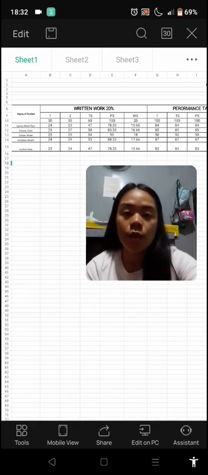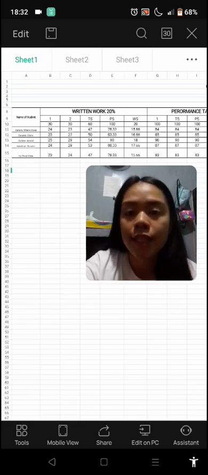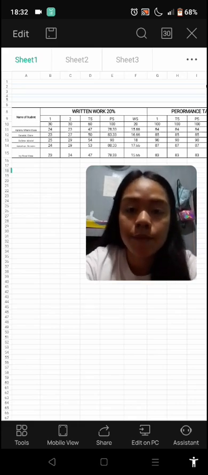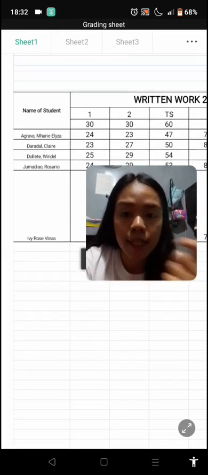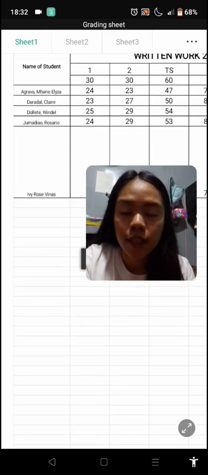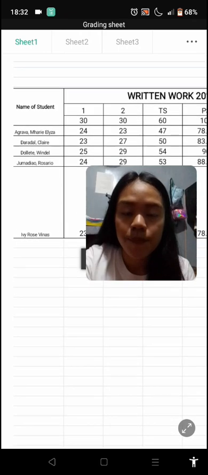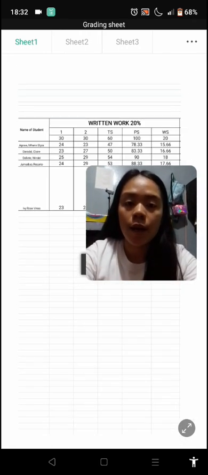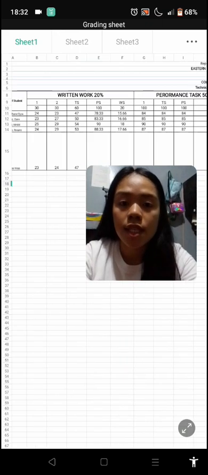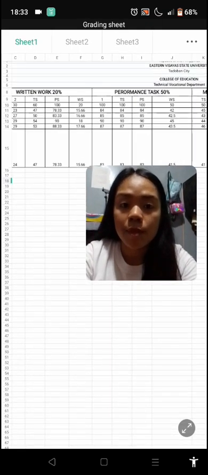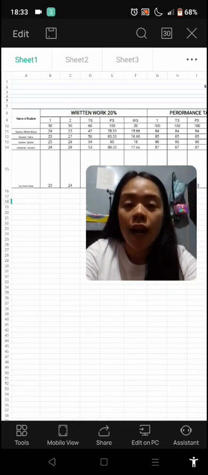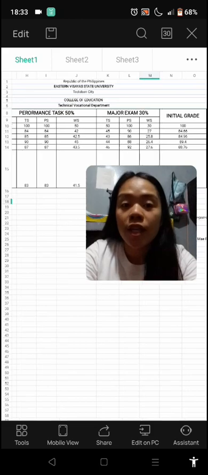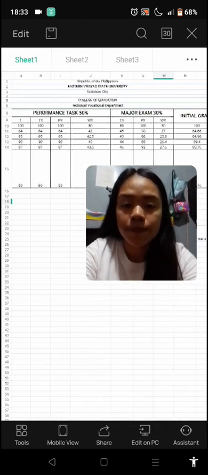So, as you can see, we have here the names of the students: Agrava, Marie Eliza, Daradal, Claire, Juliette Wendell, Humad, and also Vinyas. As we can see, we have the written work, which is 20%, the performance task, 50%, and the major exam, 30%. So the question is how we can get their initial grade and the final grade.